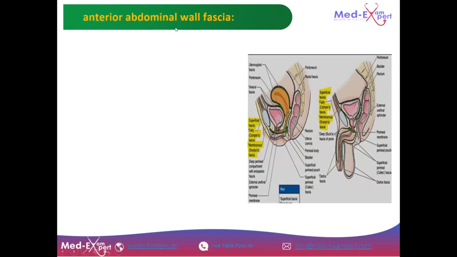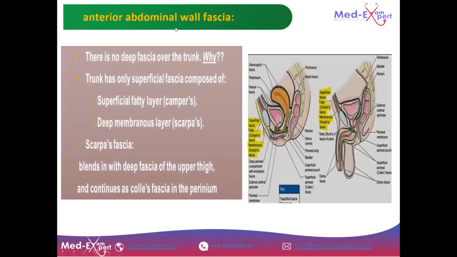Let's talk a little about the fascia of the anterior abdominal wall, which is the second layer after the skin. The fascia of the anterior abdominal wall has special characteristics. There is no deep fascia here. Can you tell me why, friends? Why is there no deep fascia in the abdomen?